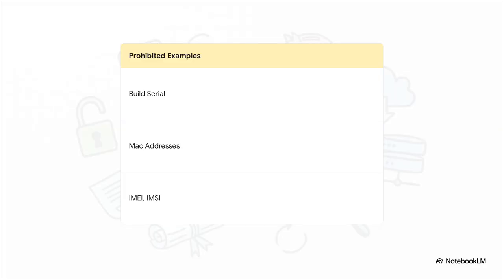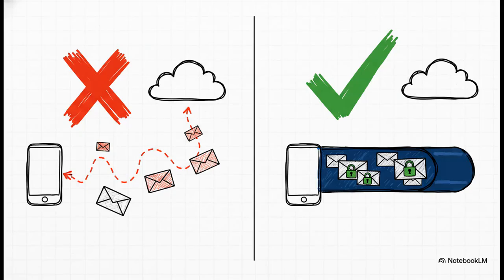So what kind of identifiers are we talking about? The big ones. Things like the build serial number, MAC addresses, and especially the IMEI or IMSI. Why? Because these are permanent, like a phone's social security number. Using them for tracking would completely shatter the trust that Instant apps are built on. So they are a hard no. This one is short, sweet, and absolutely non-negotiable. Every single bit of data your Instant app sends or receives over the network must be encrypted. Period. We're talking TLS, like HTTPS. It's not a suggestion, it is a hard requirement.